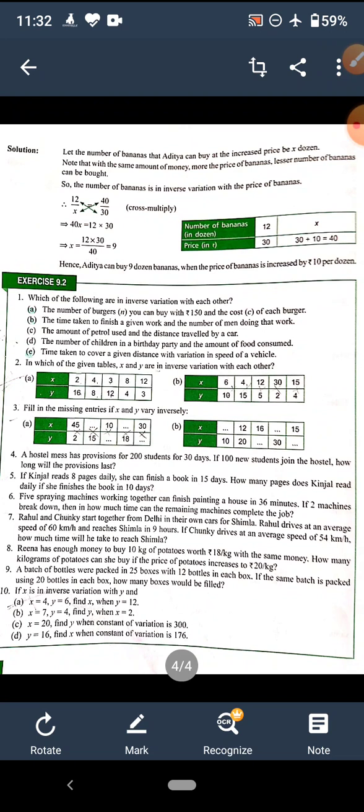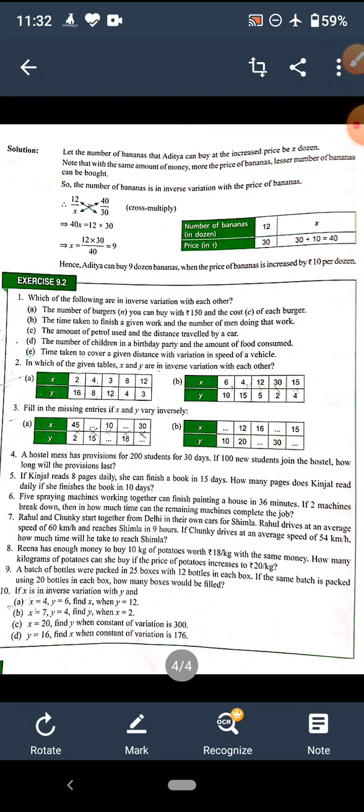B part. The time taken to finish a given work and the number of men. So you just look, if the number of men increases, the time taken to finish the work reduces, and if the number of men reduces, time taken will increase. So they are also in inverse variation.